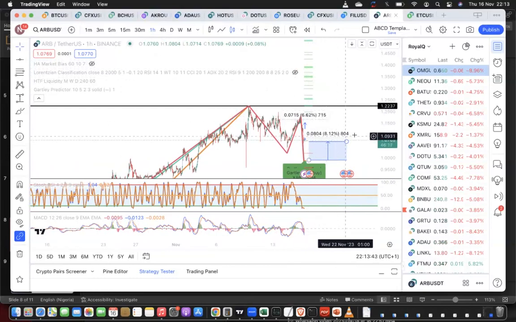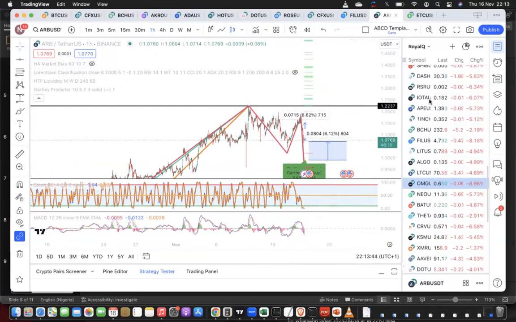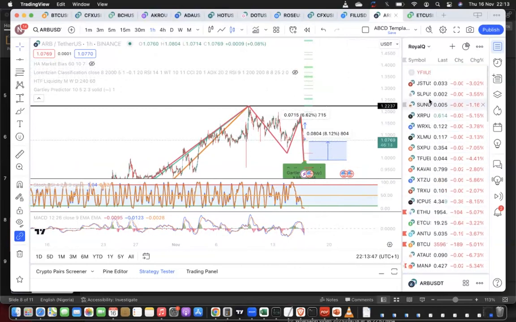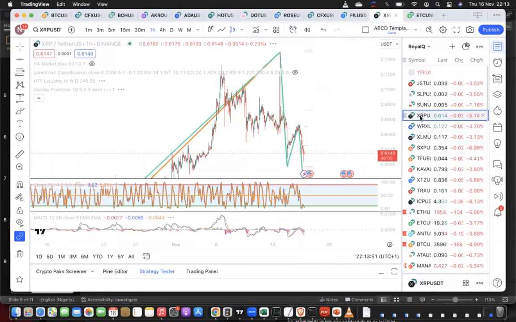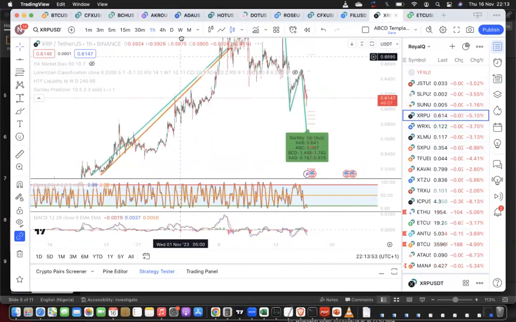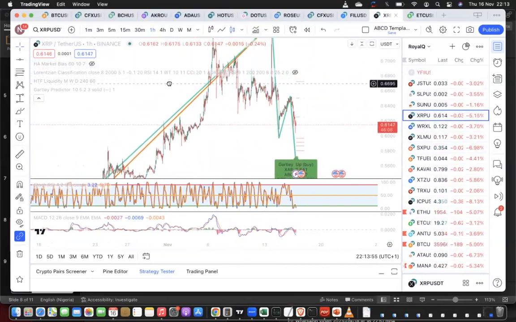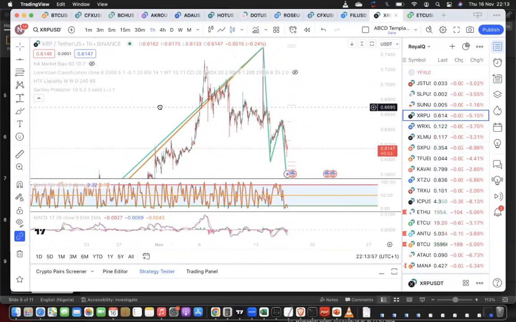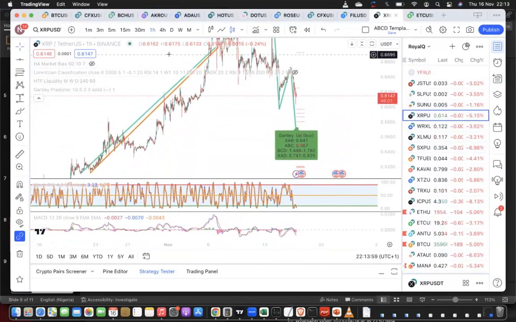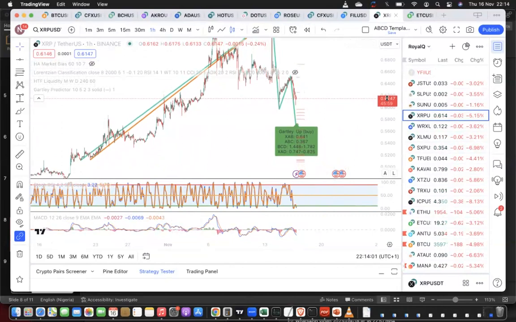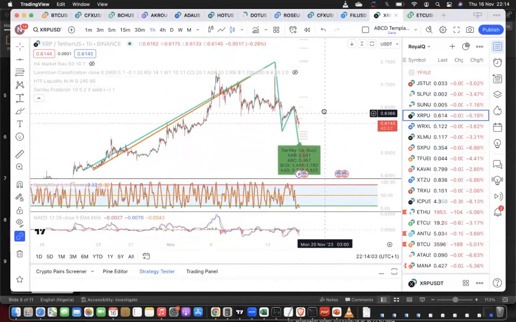Now let's look at some other examples. I know that I saw Gartley on some coins, so let's go look at those coins. Was it XRP? Did I see Gartley on XRP? Yes. So look at this Gartley. It has appeared. And what shape does it have? M. So this is bullish Gartley, if I'm correct.